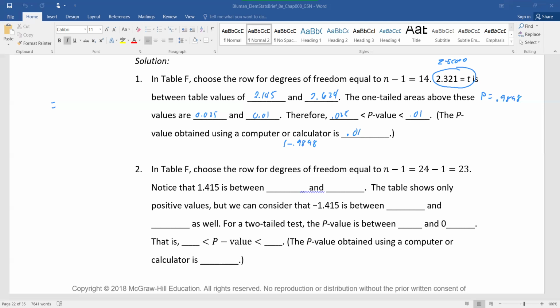Yeah, I think you're right. Good. So we didn't have a calculator. We used our table and we got 0.0102, which again, does that fall between 0.025 and 0.01?